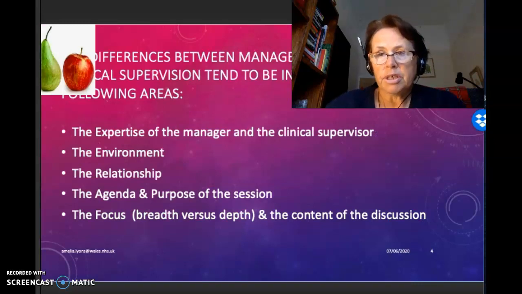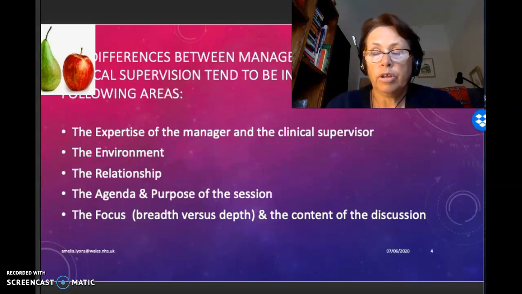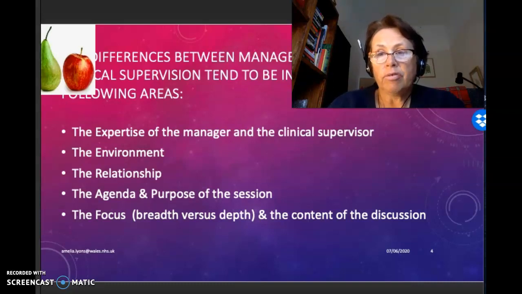Now, there are some key differences, and I just want to point these out very briefly. Starting with the expertise of the manager and the clinical supervisor. Your manager is somebody who is probably a generalist. They may not be of the same discipline as yourself, and they are there to see that task achieved. They'll be your performance appraiser quite often, and they will also be monitoring your performance in the job. But they may not have a detailed understanding of your actual professional role.